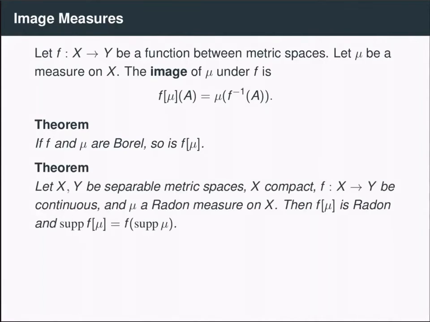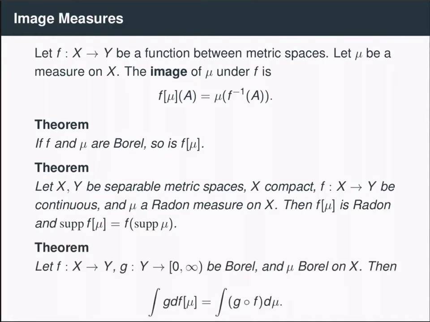Now, for the Radon property to be conserved under image measures, we also need the metric space to be separable and for X to be compact. Now, one useful property of push-forward measures is the following identity that we'll be repeatedly using in this course. It's essentially a change of variables formula, which says that the integral of a function with respect to the push-forward under f is the same as the integral of the composition of that function with f with respect to mu.